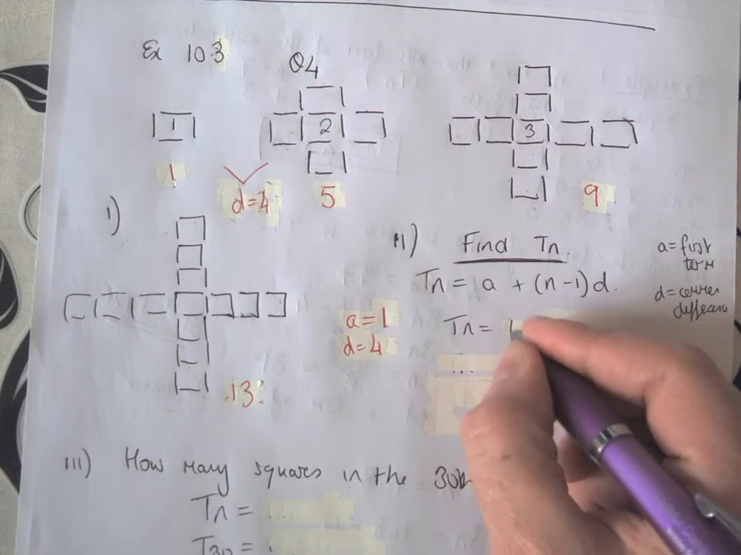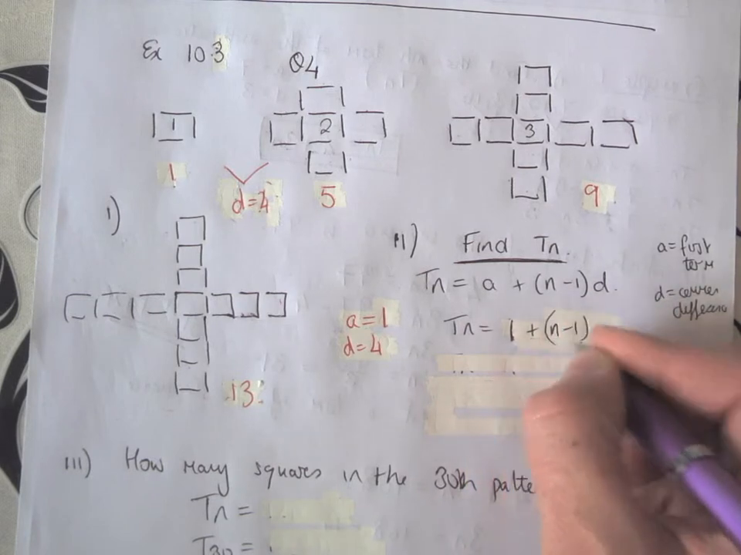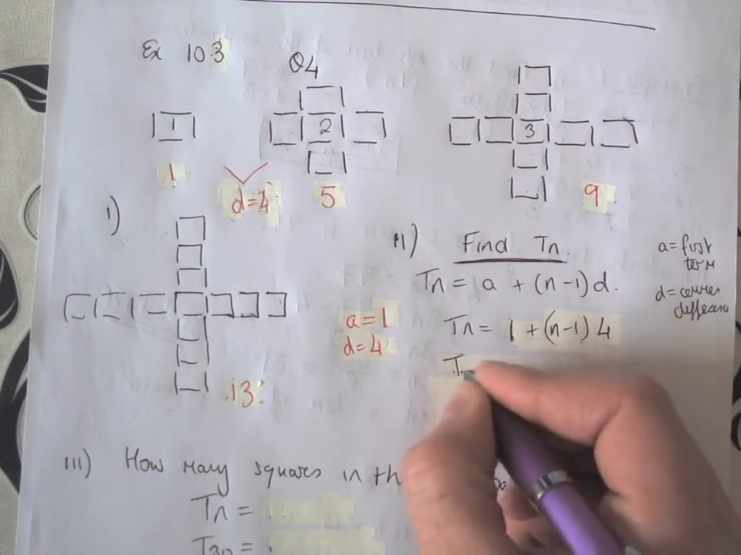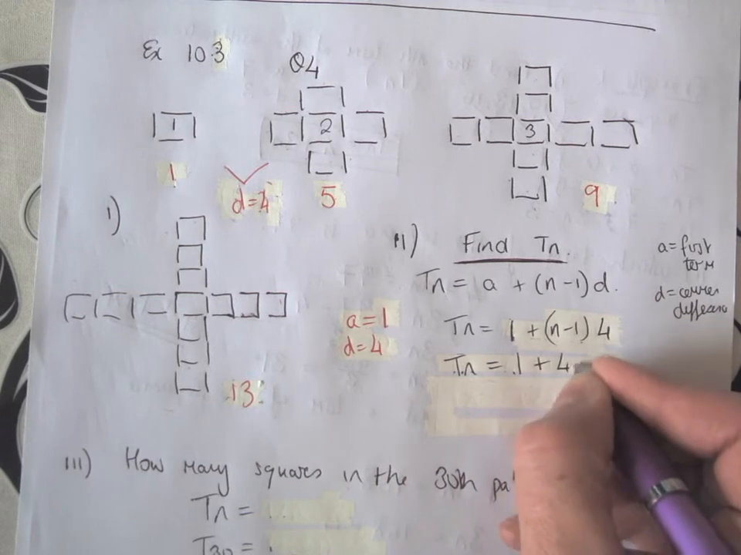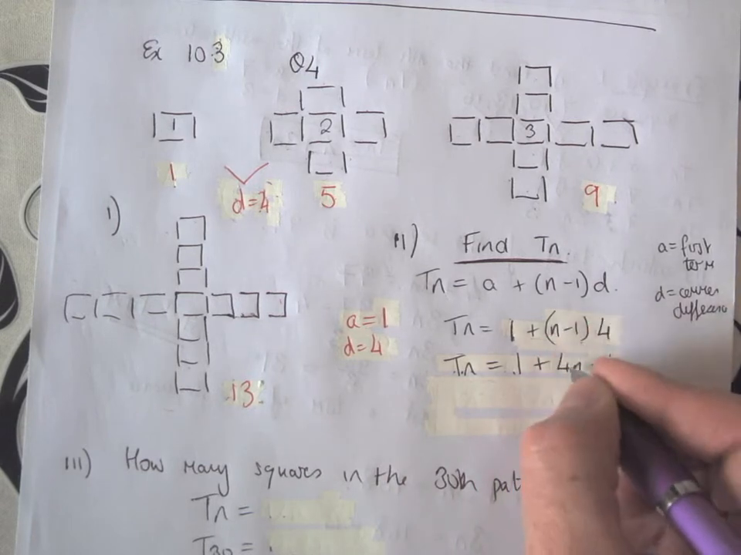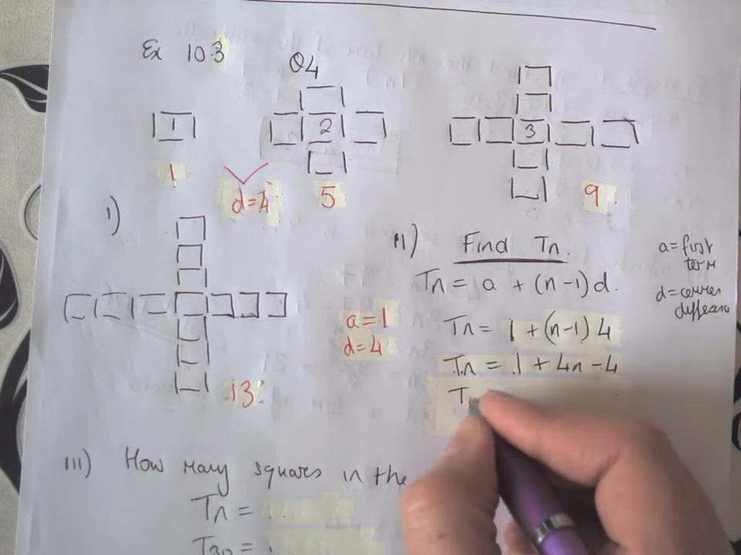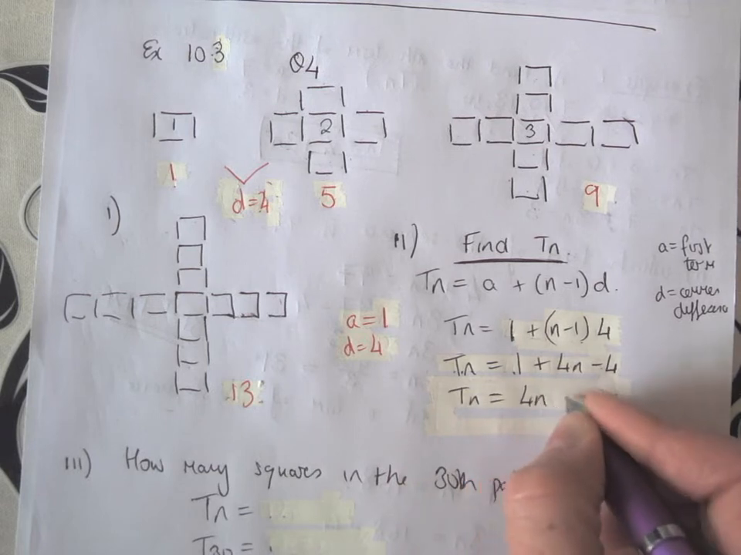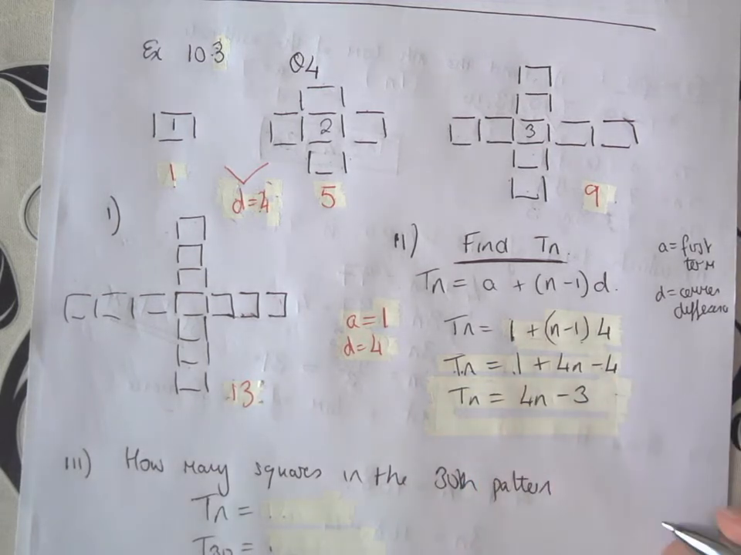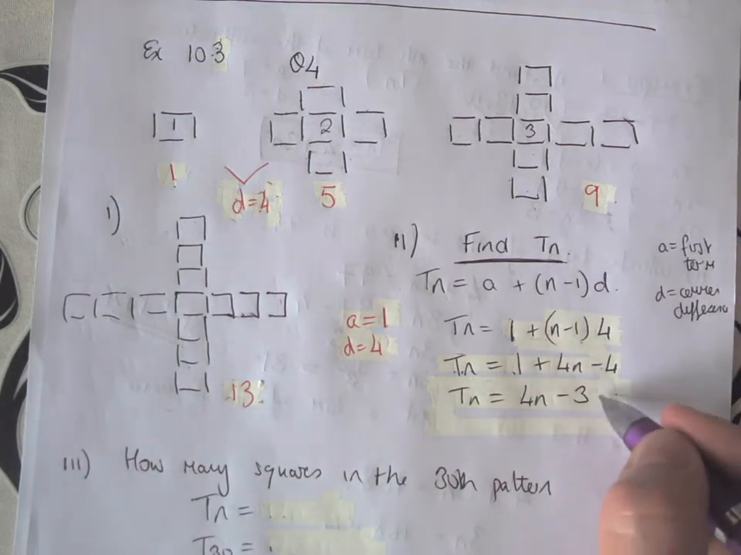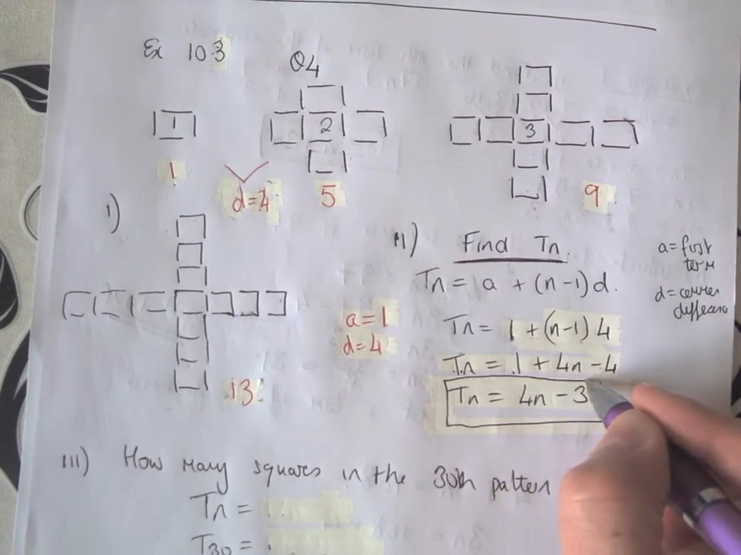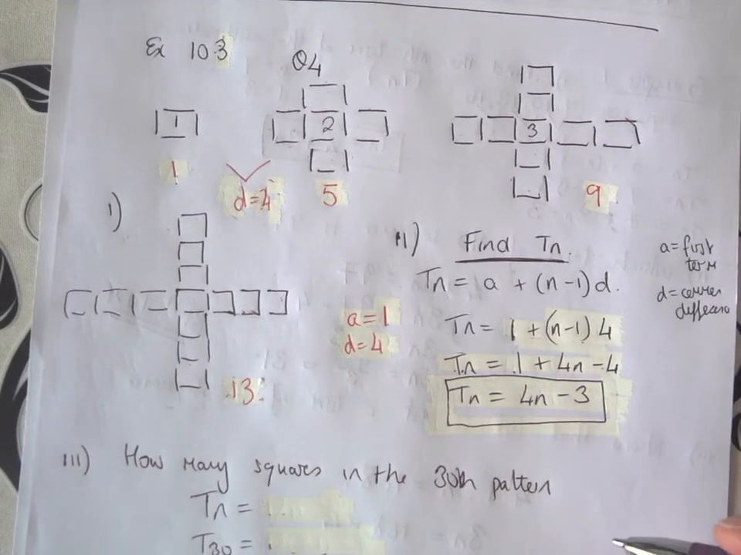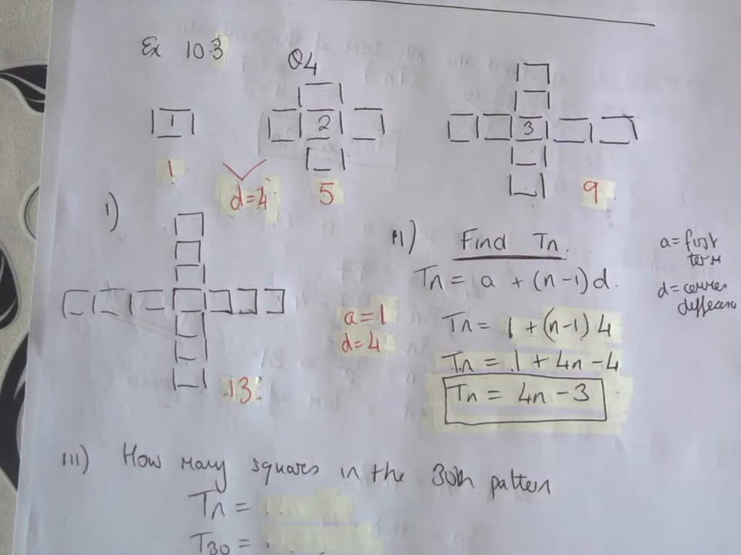So Tn is equal to 1 plus n minus 1 times 4. So Tn is equal to 1 plus 4n minus 4, multiply 4 by n, multiply 4 by minus 1. So then it's 4n minus 3, because 1 take away 4 is minus 3. So there's my general formula, or my nth term, or Tn, depending on what they refer to it.